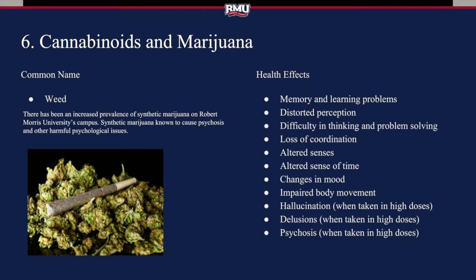People who use marijuana often do not know what other chemicals have been put into the makeup of the dose. There has been an increased prevalence of synthetic marijuana on Robert Morris University's campus. Synthetic marijuana is known to cause psychosis and other harmful psychological issues.